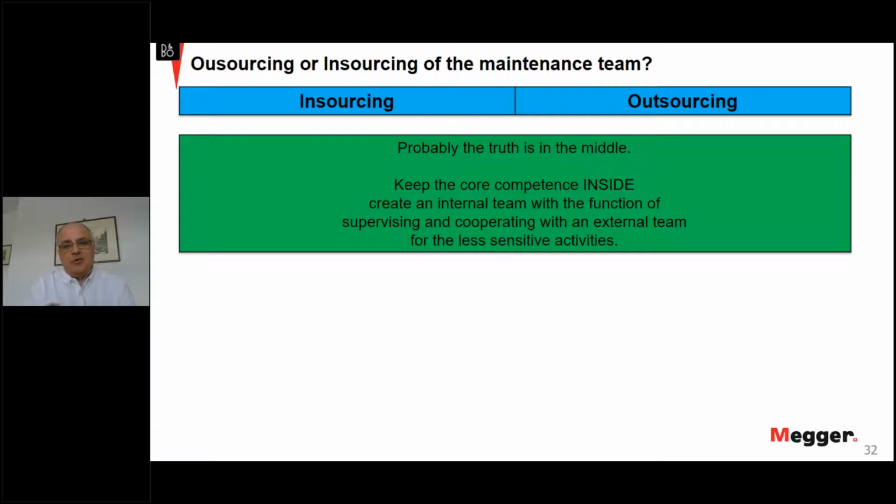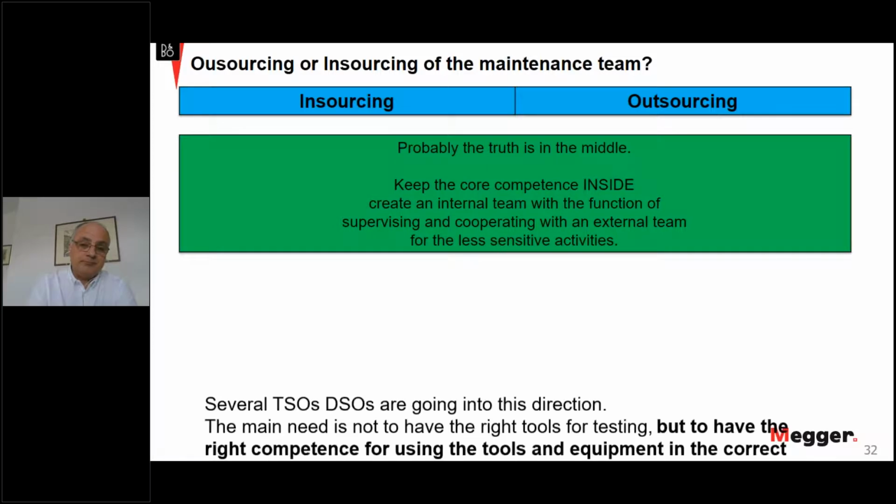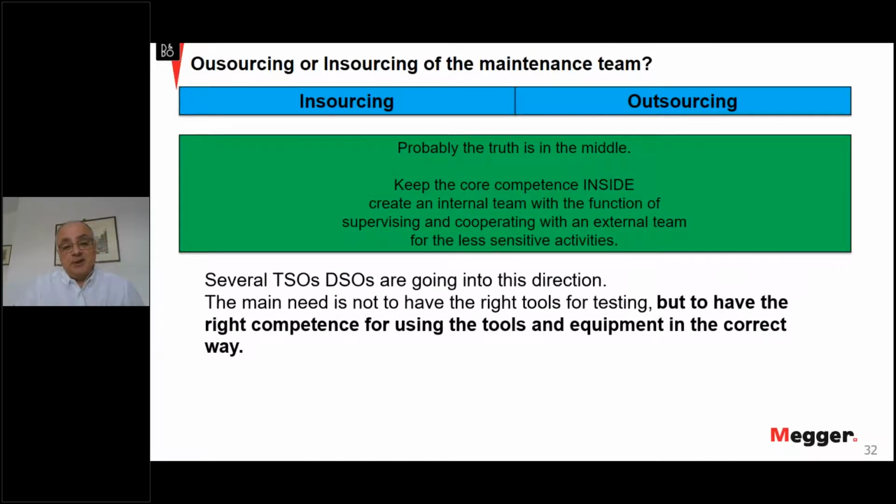Between insourcing and outsourcing, keep the core competence inside the company. Create an internal team with the function of supervising and cooperating with an external team. That can be made of different people every year, but the core competence is inside the company, so that they cooperate, they supervise, and they work together when you do testing, so that you keep the advantages of both situations. You have the flexibility of outsourcing, but with the key competence role of insourcing. And actually, several TSOs and DSOs are going in this direction.